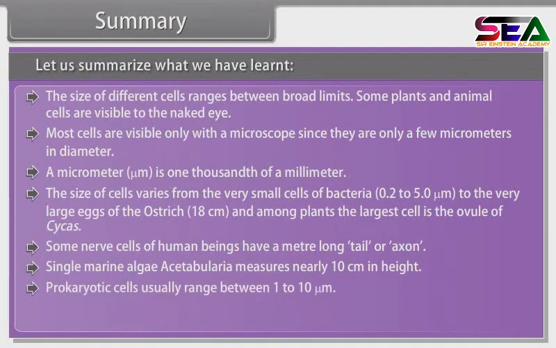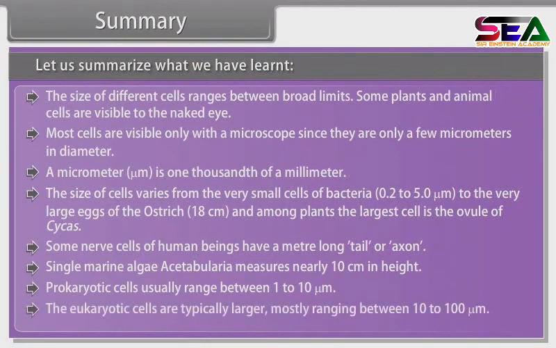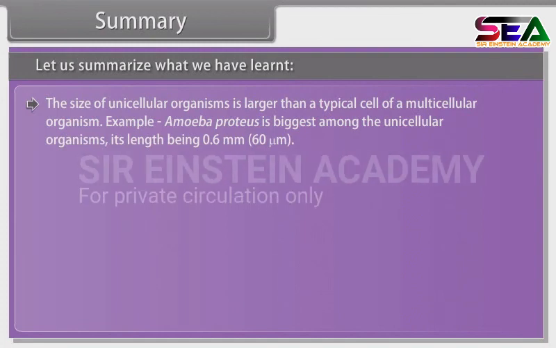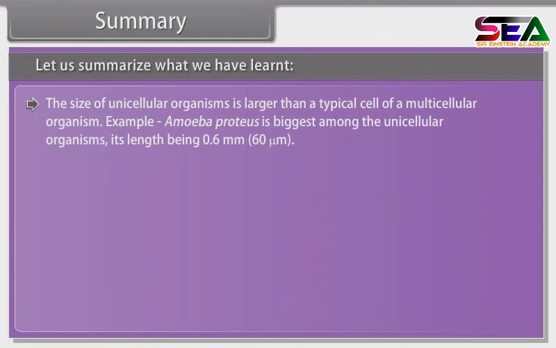Prokaryotic cells usually range between 1 to 10 micrometer. The eukaryotic cells are typically larger, mostly ranging between 10 to 100 micrometer. The size of unicellular organisms is larger than a typical cell of a multicellular organism. Example, amoeba protus is biggest among the unicellular organisms, its length being 0.6 millimeter, that is 60 micrometer.